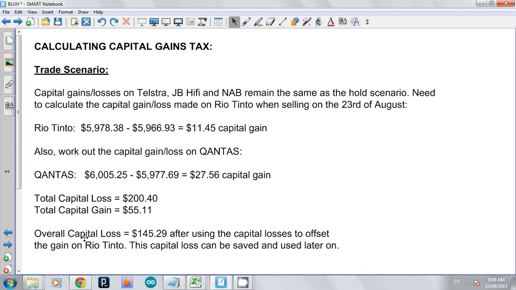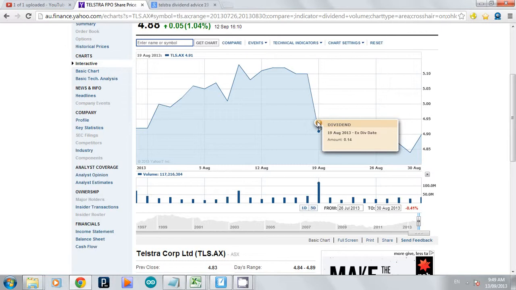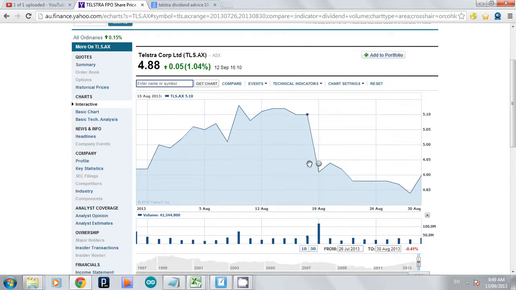Tax on dividends. Now in this case, you need to work out whether your dividends are franked or not. So the only one that I had dividends paid in my scenario was Telstra. And my dividends were paid on the 19th of August.